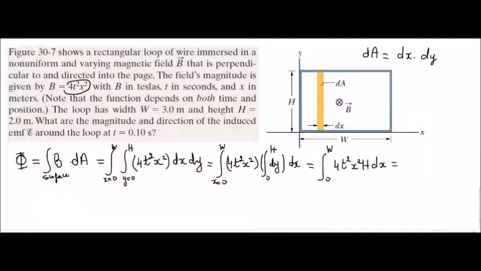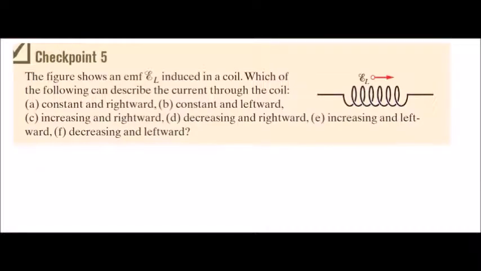And this we come back to the previous result. We have 4t squared h here, integral of x squared dx. That's exactly what we found before. So you get 4t squared h, integral of x squared, that's x cubed over 3, so you have w cubed over 3. Okay?